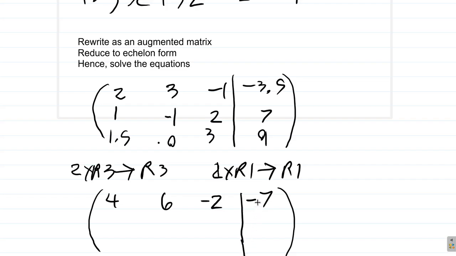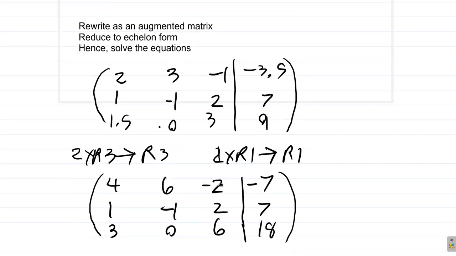Then we have 2 times row 3. Let's keep row 2 as it is, don't change it. 2 times row 3: 2 times 1.5 is 3, 2 times 0 is 0, 2 times 3 is 6, 2 times 9 is 18. You following? You see that?